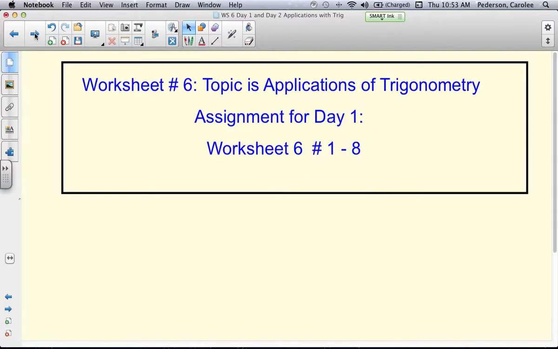In class, you'll get a worksheet, worksheet number 6. You're going to do the top half of the worksheet, questions 1 through 8. Remember, the pictures will already be drawn for you. You just find the missing angle or the missing side.